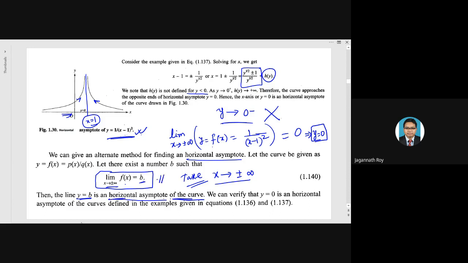So this is another way to find out. Either you write x in terms of h of y, or you can use the same function, but in that case you have to take the limit as x tends to minus infinity and plus infinity. So both the directions, plus infinity and minus infinity. You take these values. So if it is satisfied, then you can claim that this is a horizontal asymptote of the curve.